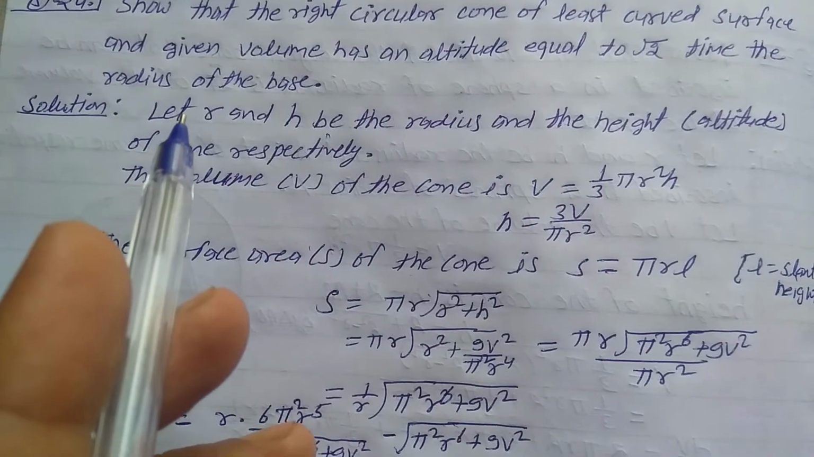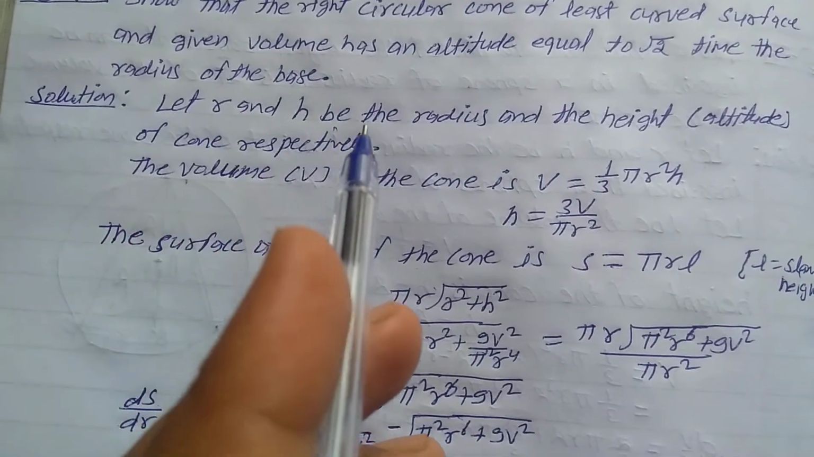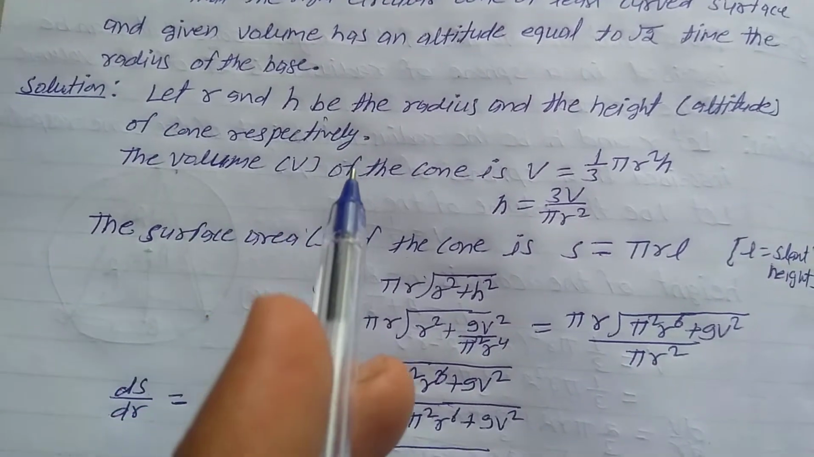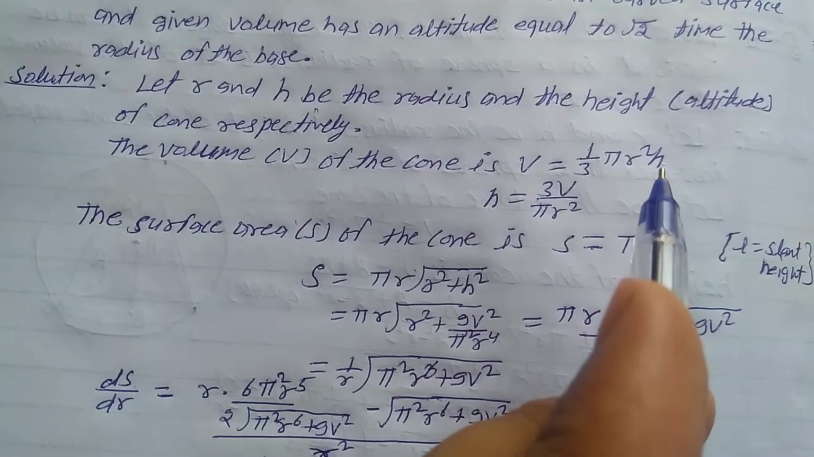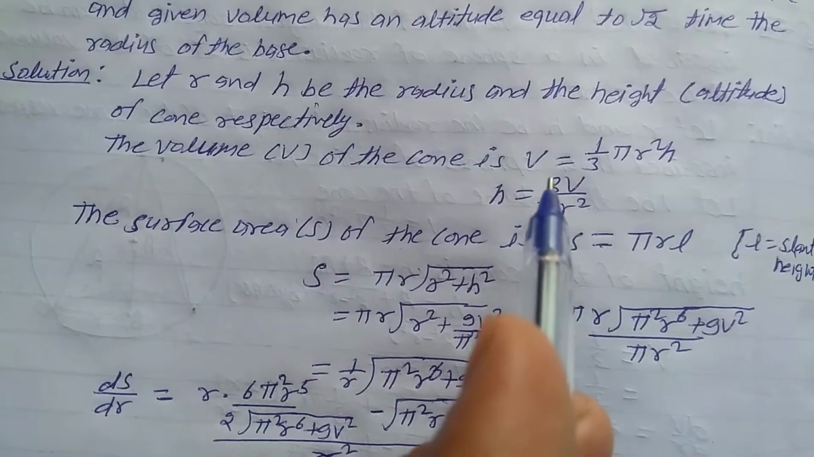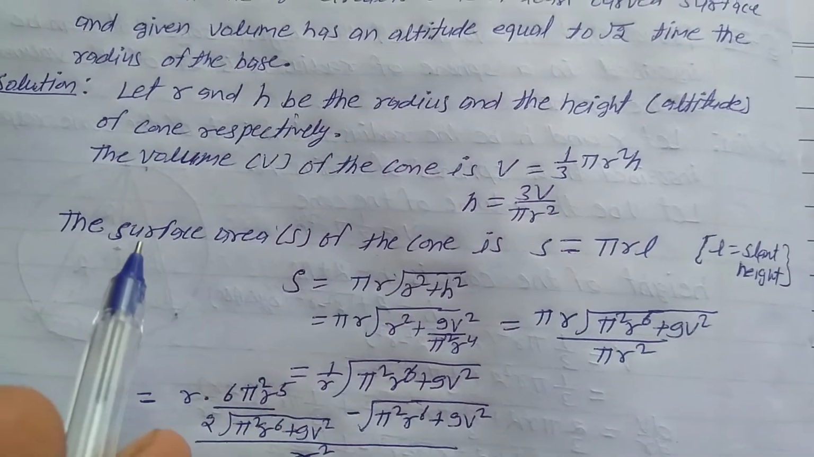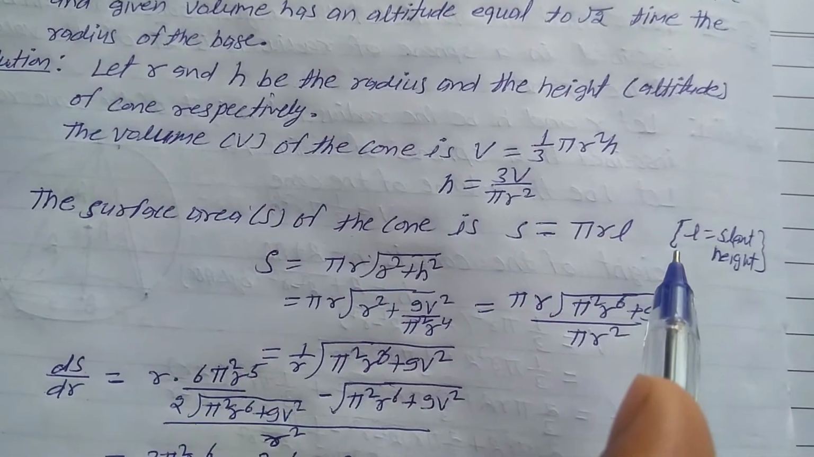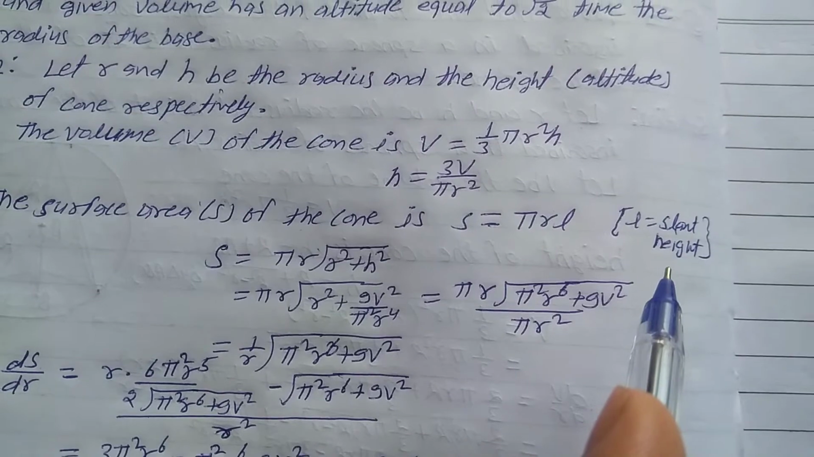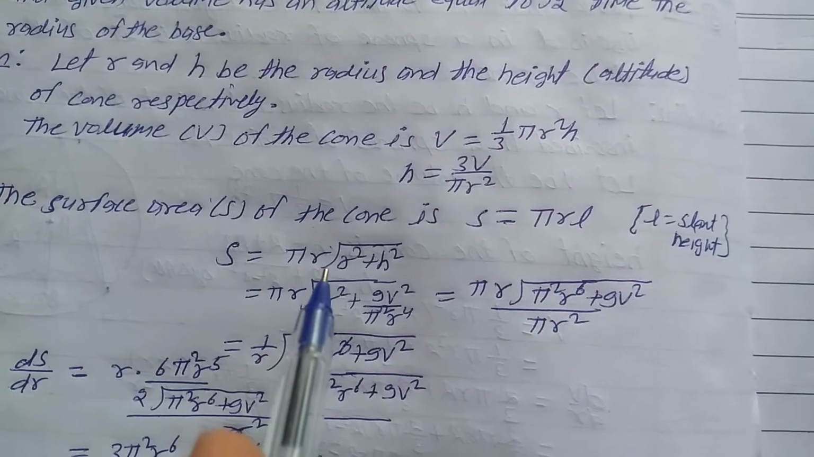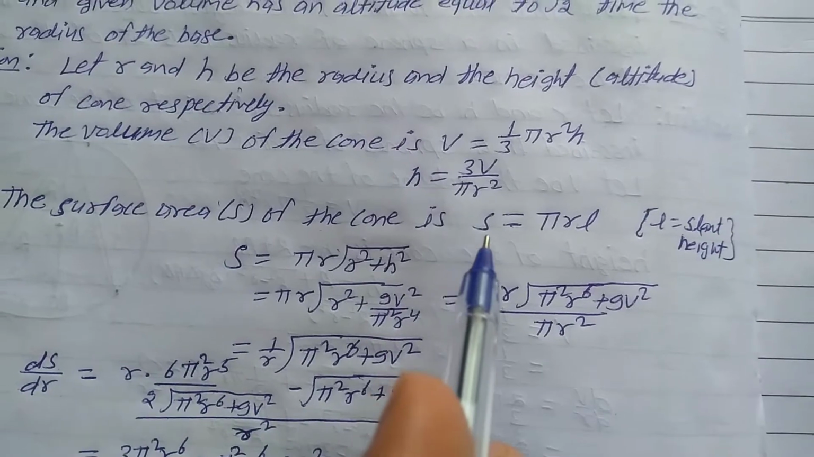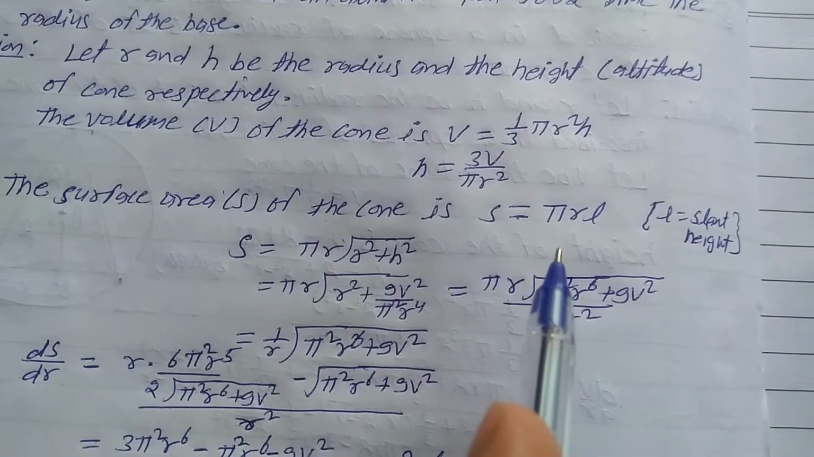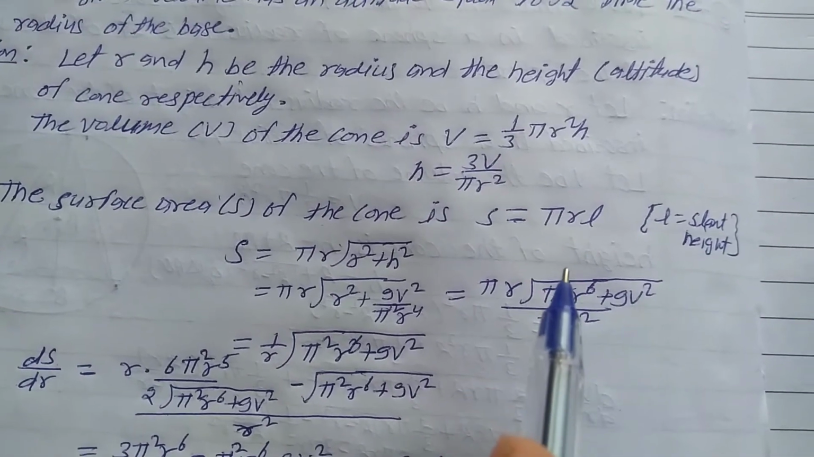So the solution starts. Let r and h be the radius and height, meaning altitude, of a cone respectively. The volume V of a cone is V equals 1 by 3 pi r square h, which gives h equal to 3V upon pi r square. The surface area S of a cone is S equals pi r l, where l is the slant length. So S equals pi r root of r square plus h square, because the slant length, height and base make a right angle, and here the Pythagoras theorem is applied.